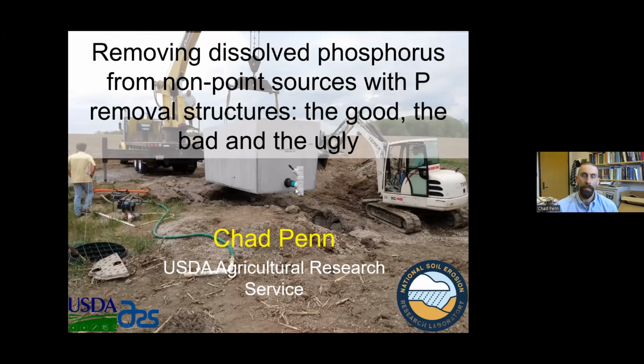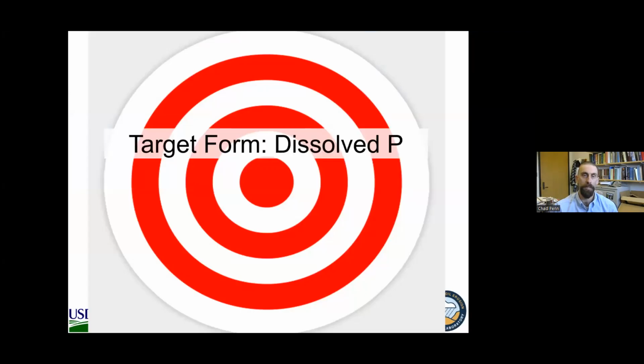I'm not going to talk about phosphorus and eutrophication. You guys already know about that. I'm going to jump right into it with a phosphorus removal structure. The target of the phosphorus removal structure is dissolved phosphorus. And I say that specifically to differentiate it from particulate phosphorus.